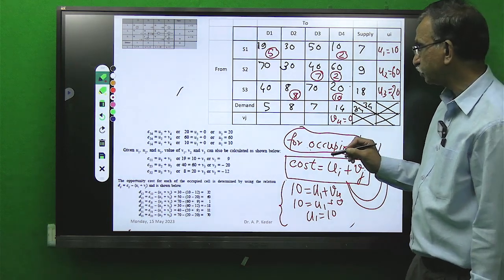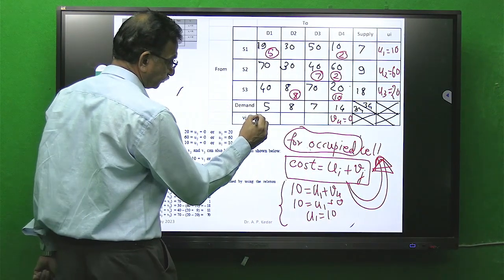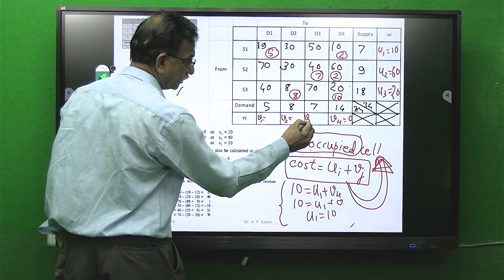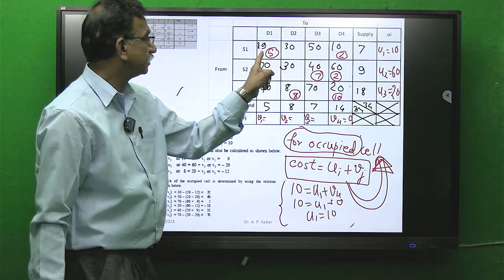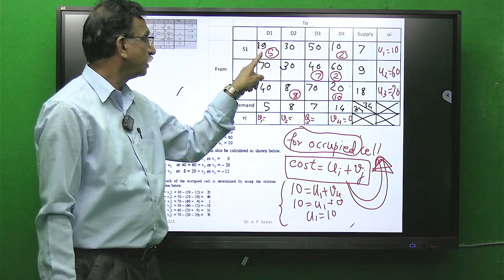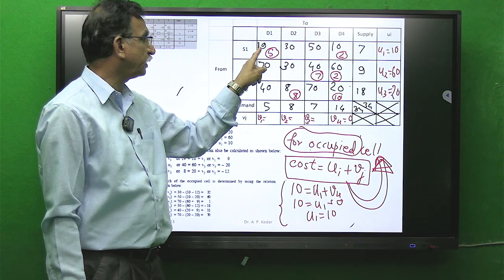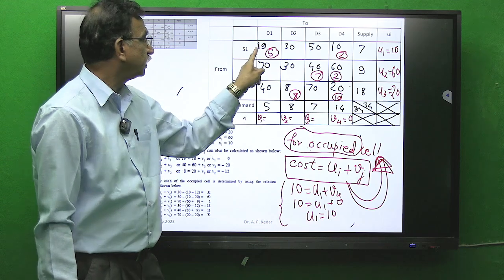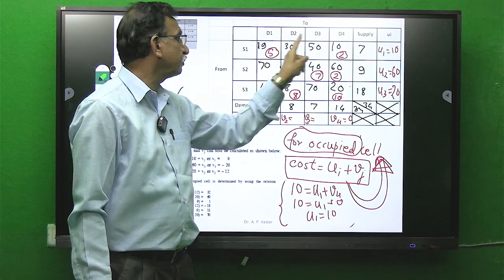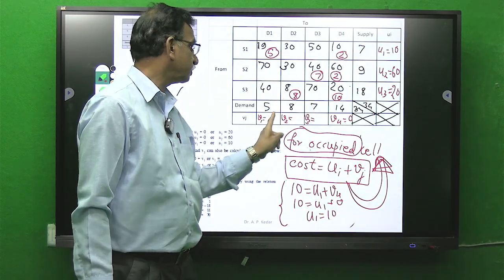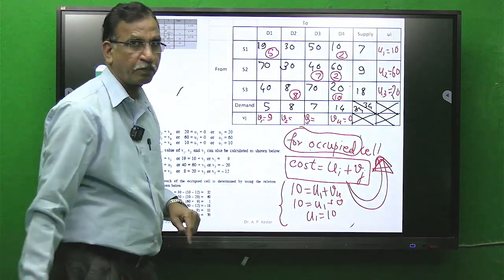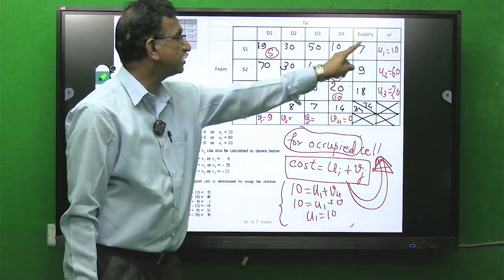Now we will calculate values of v1, v2 and v3. How? See here, this is an allocation, means this is occupied cell. For this occupied cell cost is 19. So for 19 you have calculated u1 as 10. So 19 is sum of 10 plus this value. You don't know this value. So which value plus 10 gives you 19? So here it has to be 9. So 19 is equal to 9 plus 10.